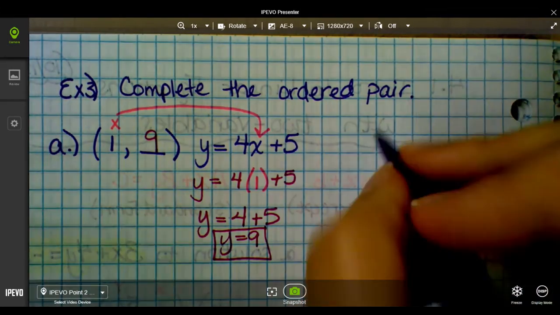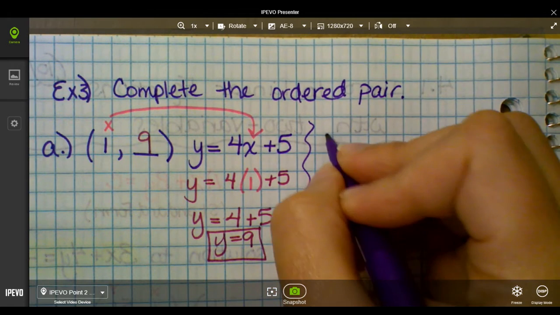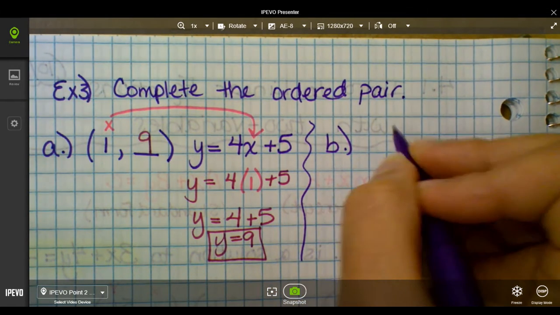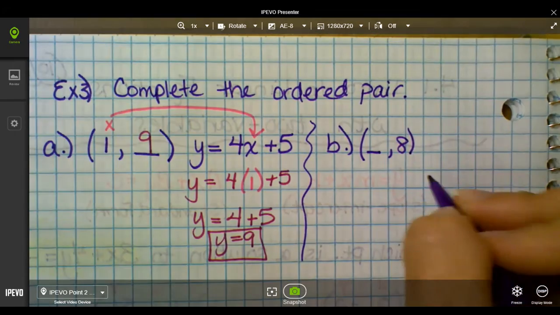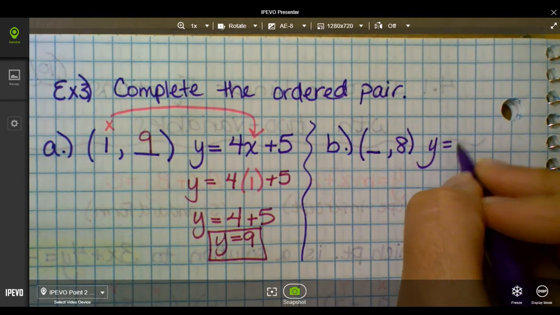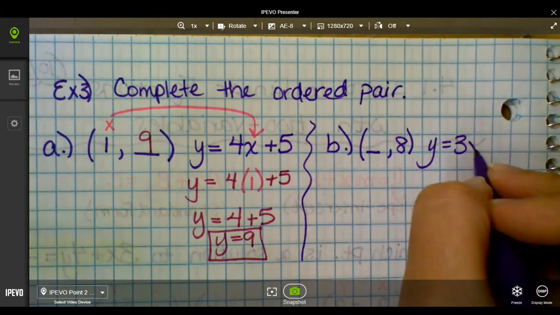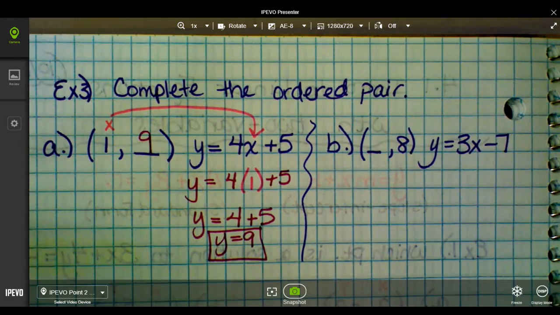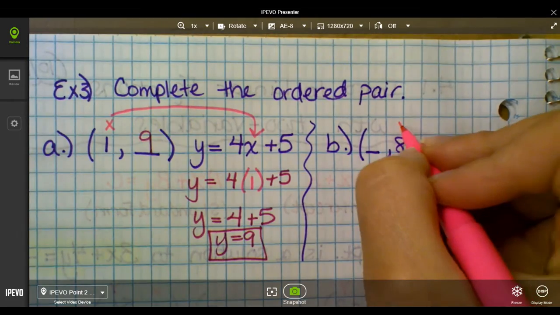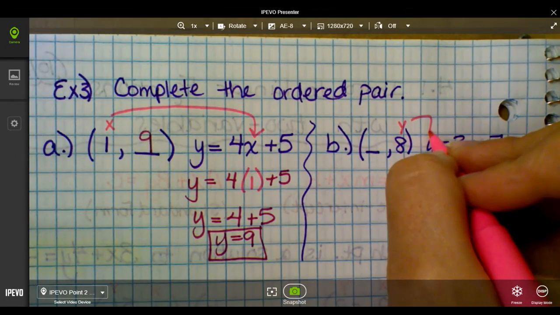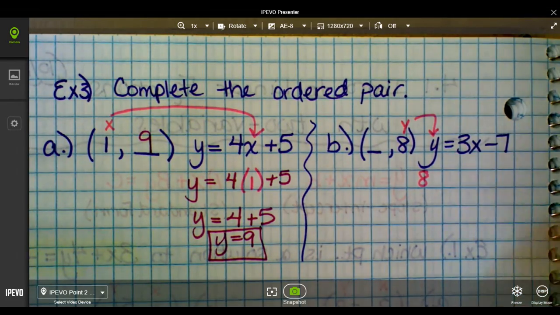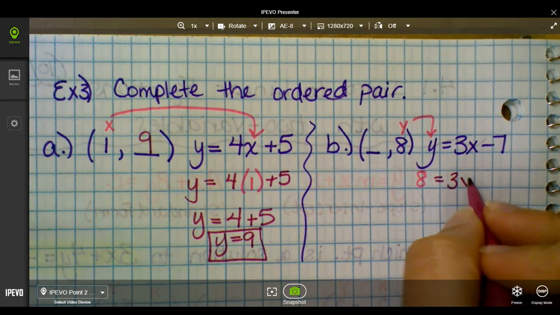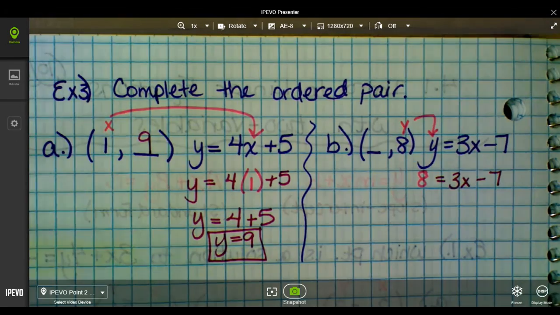All right, now the same exact thing for B. Now I'm going to give you the point something, 8. I'm going to try not to say the answer this time. And my equation is going to be y equals 3x minus 7. So again, you have to ask yourself, what am I giving you? I'm giving you the y value this time, which means you're going to plug it straight in there. So now I'm going to have 8 equals 3x minus 7. So this one I actually do have to solve.